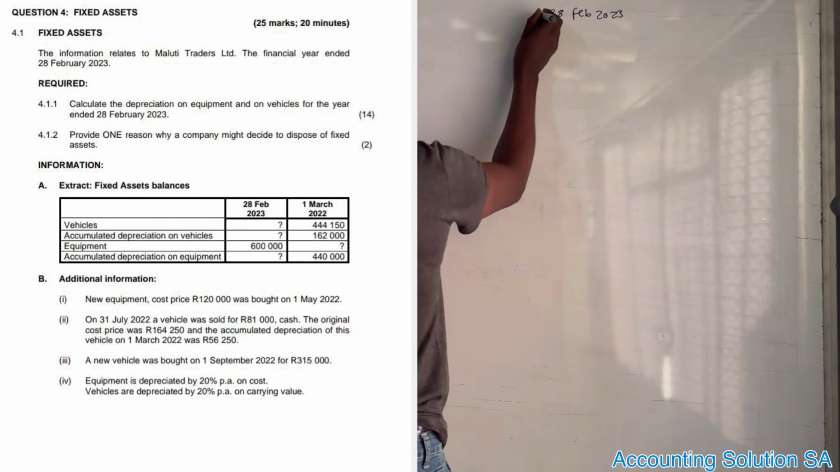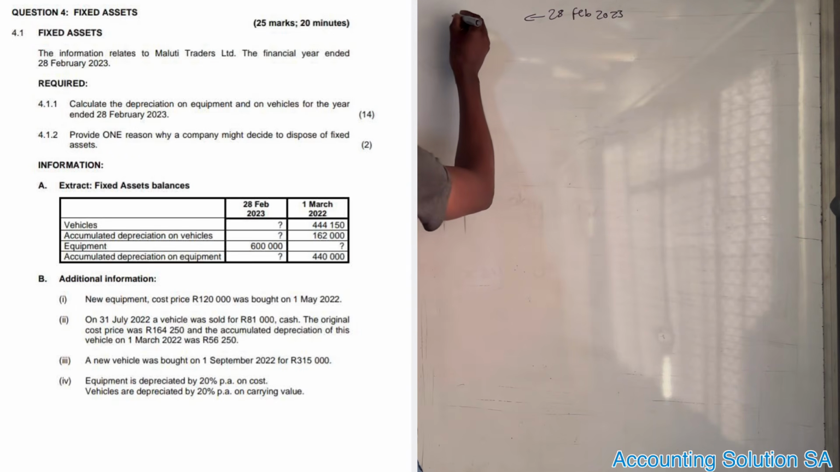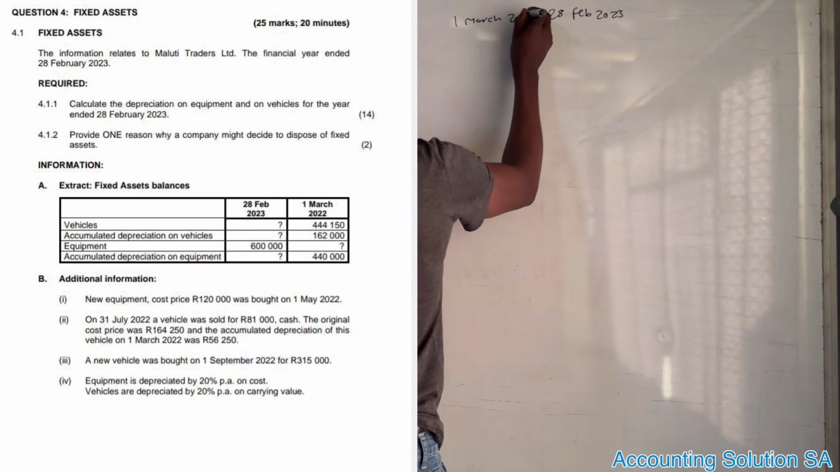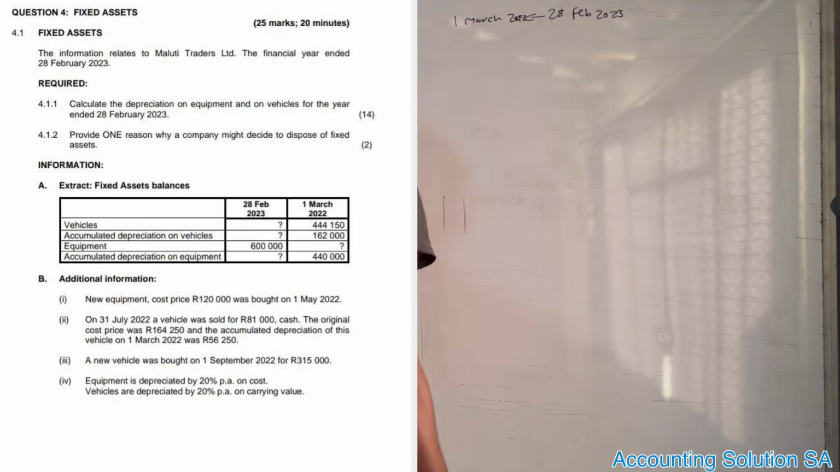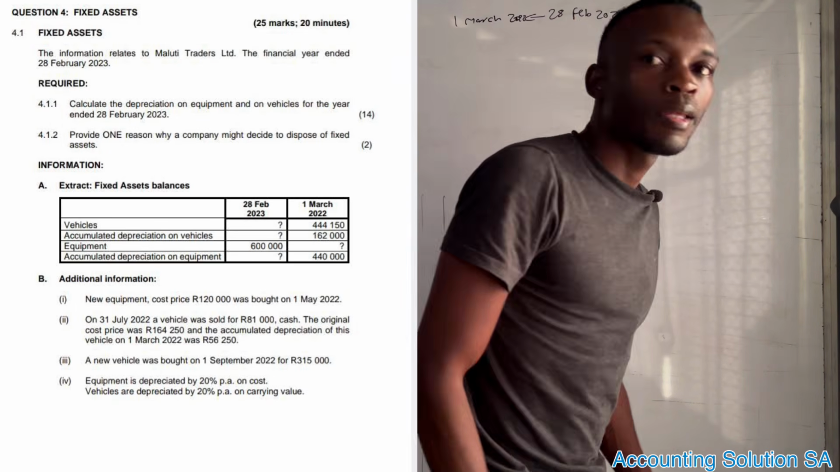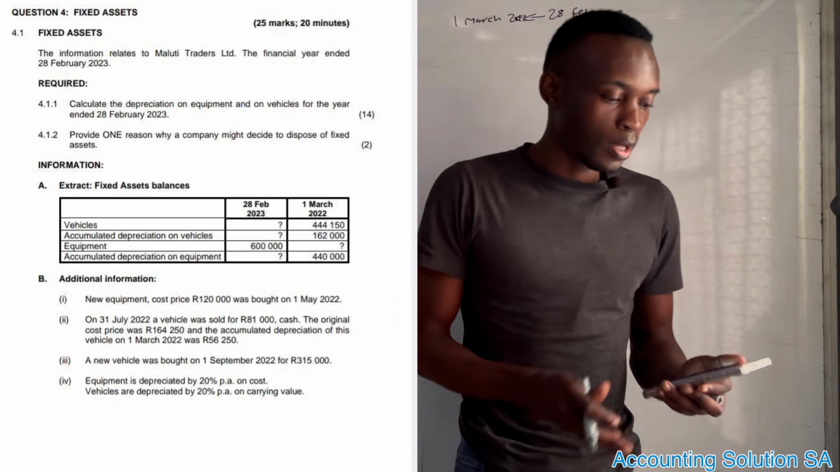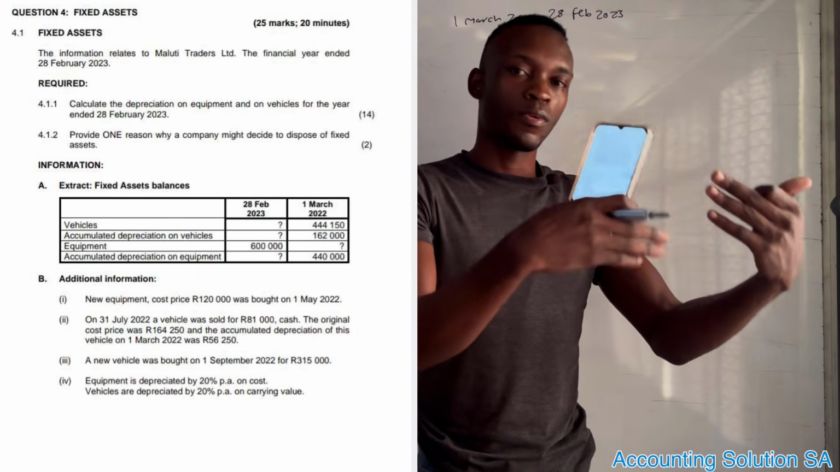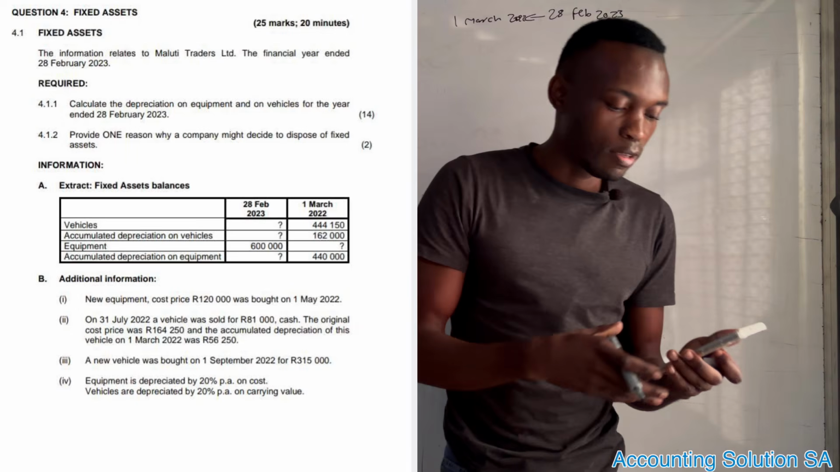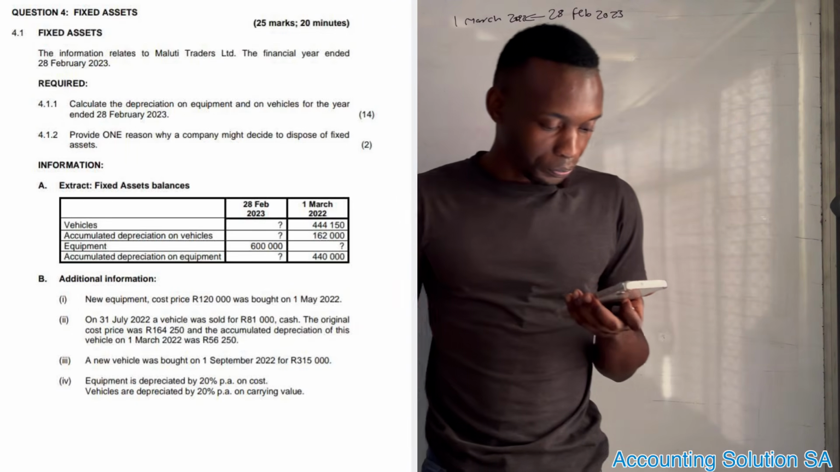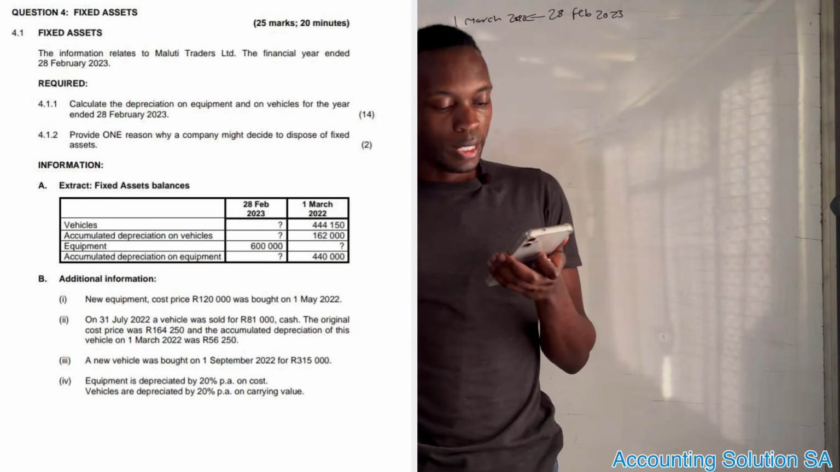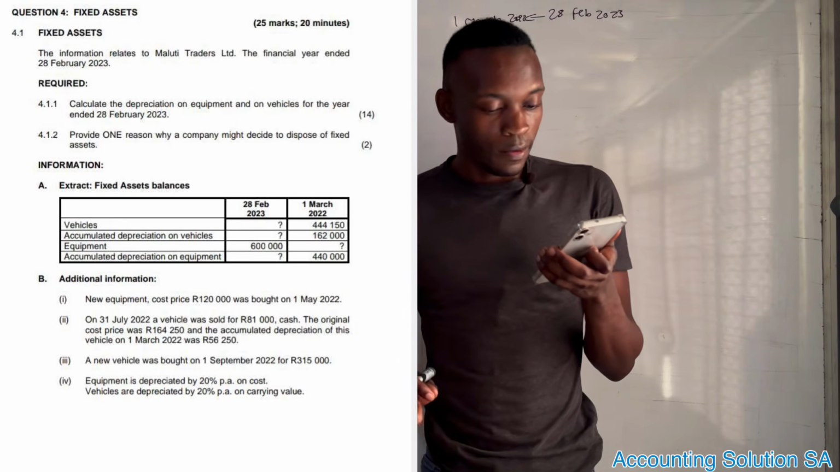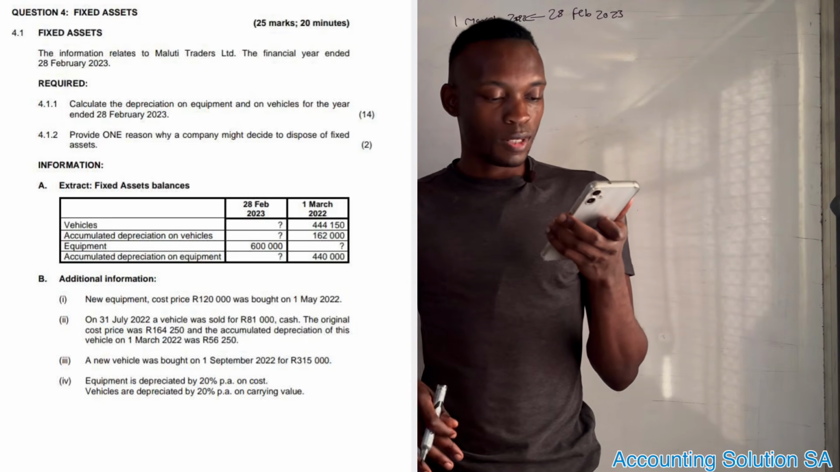2023, which means that it started last year, 1 March 2022. Because after all, it must be 12 months, you know? In other words, when they say it's ended here, you count from there going back, it must be 12 months. Okay, 4.1 required: calculate depreciation for equipment and vehicle for the year end 28 February 2023.